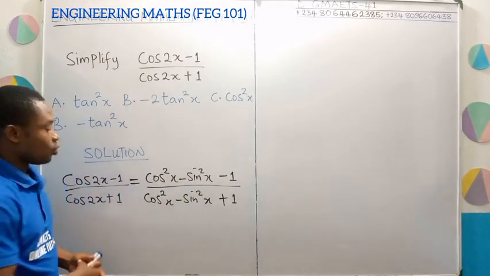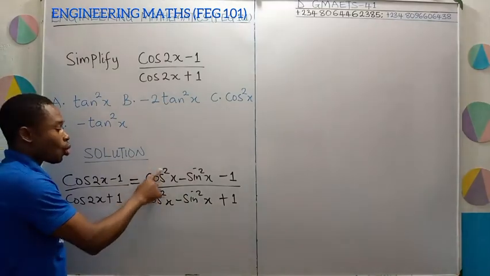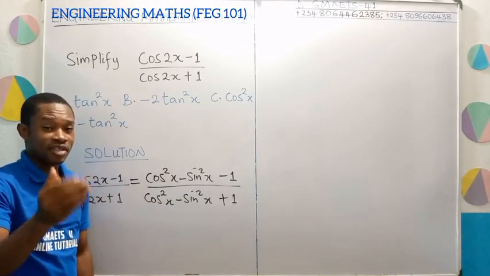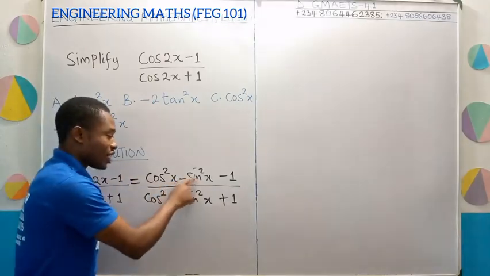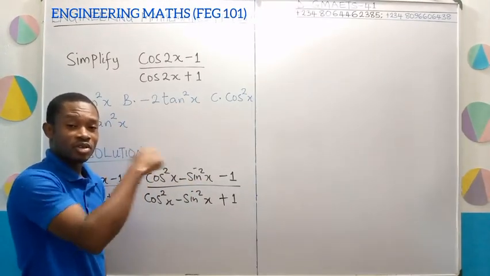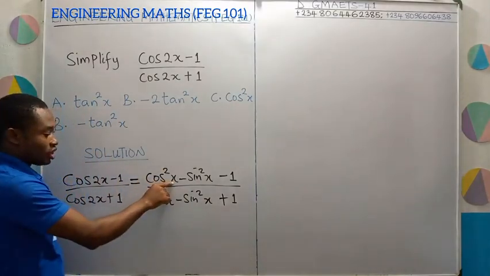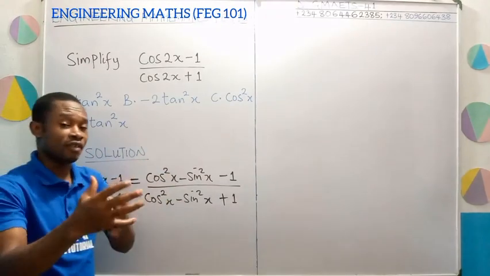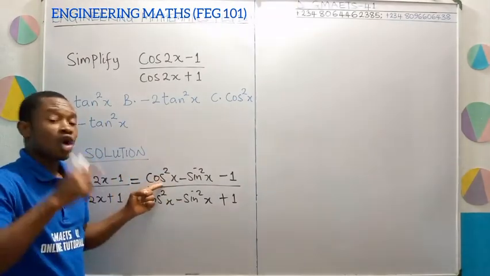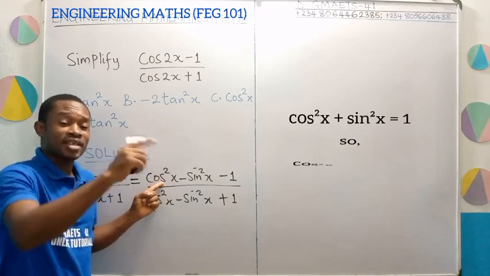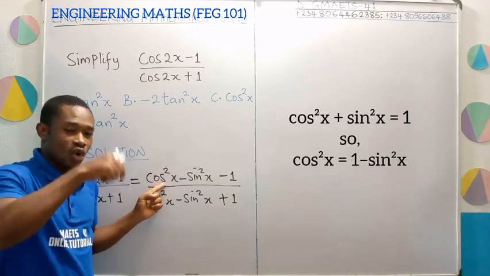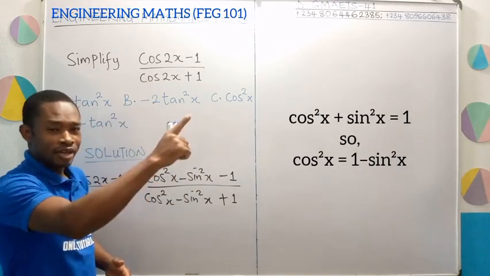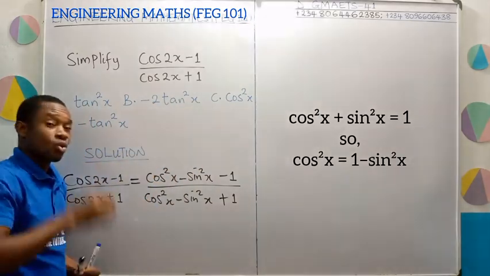It means that I would replace this cos square x by its identity once again, or its value. I won't touch this sine square x because I want sine to be in the numerator. Hence, I'll be changing this to its value in terms of sine square. Cos square x plus sine square x is equal to 1. Therefore, cos square x in terms of sine will be 1 minus sine square x. So I'll quickly do that right away.